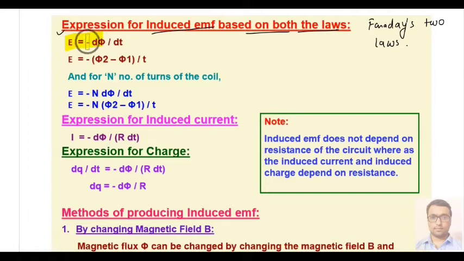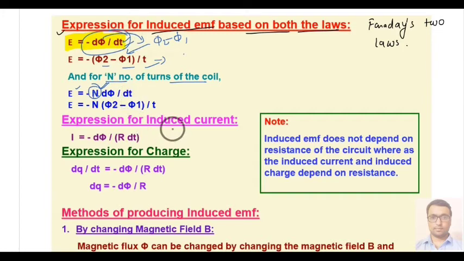For that we have the formula E equal to minus d phi by dt, according to Faraday's second law. This formula can also be written as minus times phi 2 minus phi 1 upon t, since d phi is phi 2 minus phi 1. For n turns of a coil we simply multiply by n, because for each turn the EMF induced is given by this expression.